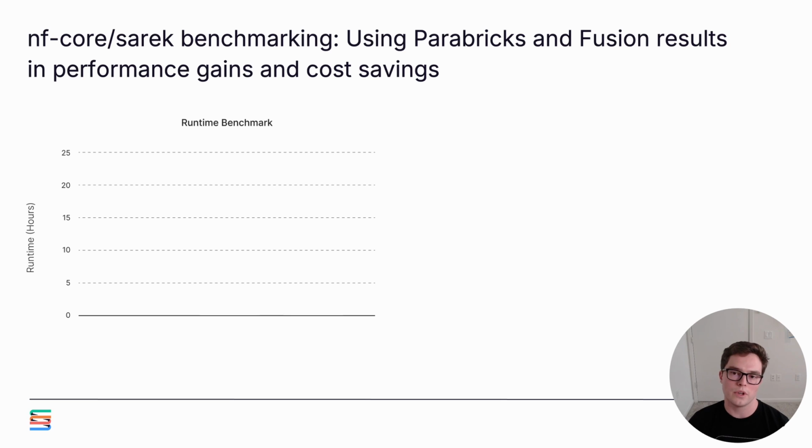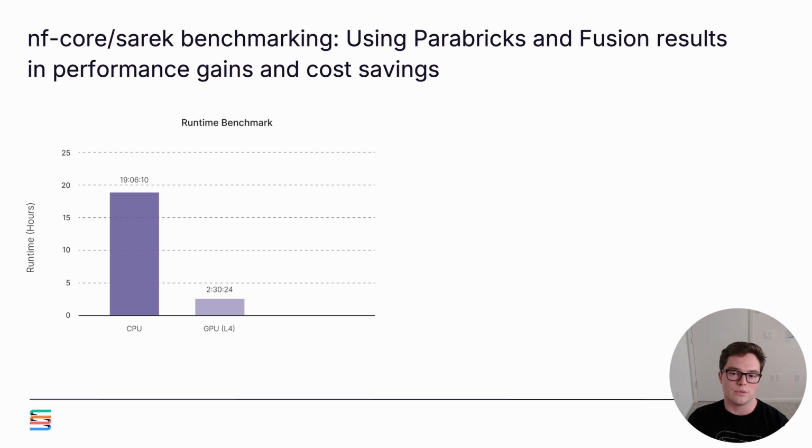So what we did was we wanted to see what happens when you combine two powerful technologies, Parabricks for GPU-accelerated genomics and Fusion for optimized data access. So we ran NF Core Seqera, which is a pipeline that anyone can pull off the shelf, and it's a whole genome sequencing pipeline. We ran it across a couple of different compute configurations. First, we ran it with CPU only to get a baseline. It took nearly 20 hours for a complete run.